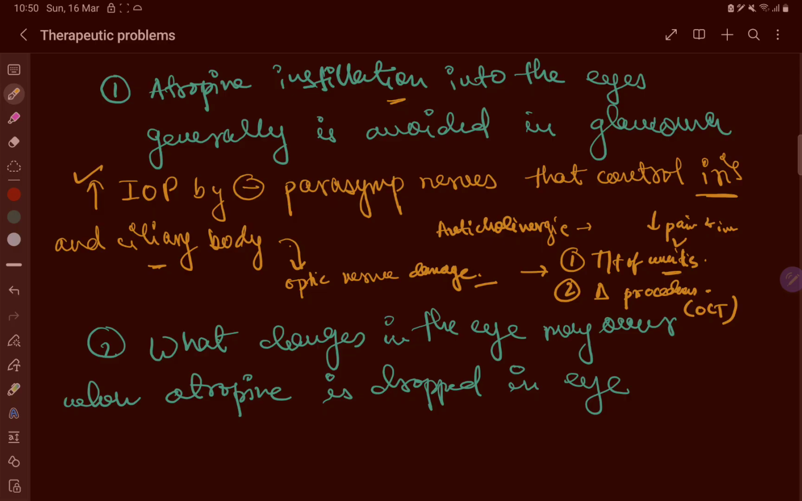Okay, so I think this is what you have to write, why atropine is not used in glaucoma. It is just avoided, but in which places it is used, that is written. Okay, again, if atropine is used, then it should be closely monitored. Okay, so it increases IOP by inhibiting the parasympathetic nerves that control the iris and ciliary body, ultimately leading to optic nerve damage. Where it is used: treatment of uveitis and diagnostic procedures like OCT. What is OCT? Optical coherence tomography.